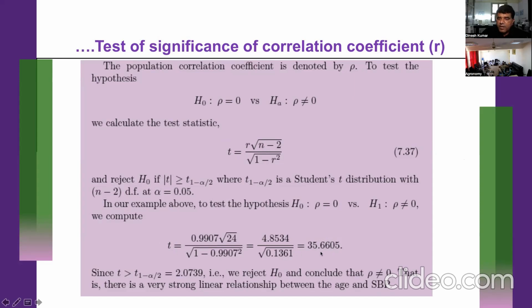You can compare it. The calculated t value is 35.66, and the table value at the 5% level of significance is 2.0739. That means our correlation coefficient is significantly different.